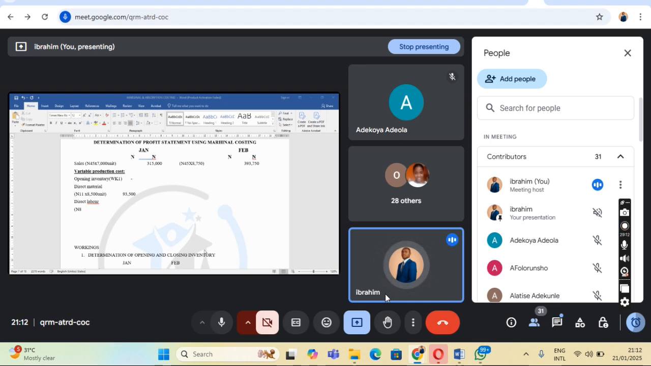Once you have your material with you, then we are good. You have it printed or you have it on your system, then you just be looking at it so that we can be able to move faster, right?